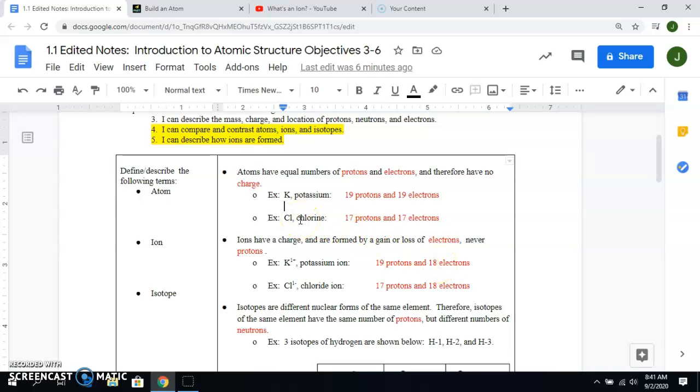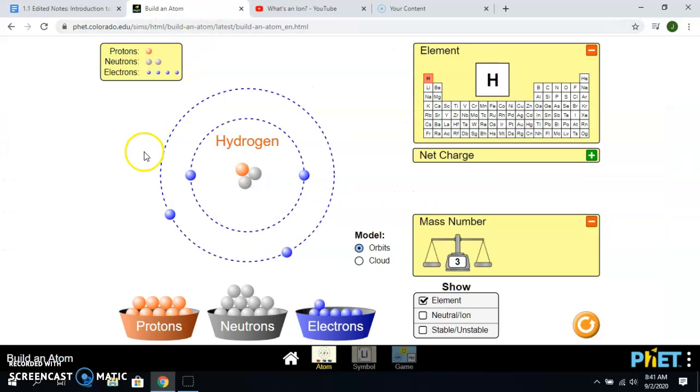Likewise, neutral chlorine atom, it has 17 electrons. It must have gained an electron because now it's got 18 electrons. Well, that sounds like a good partnership because this one wants to lose an electron and this one wants to gain an electron. So let's take a look at that real quick in the build an atom PhET simulation.